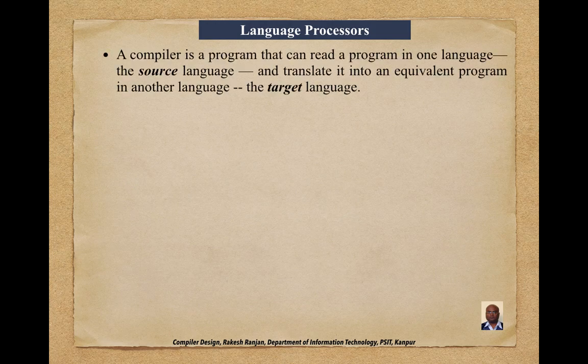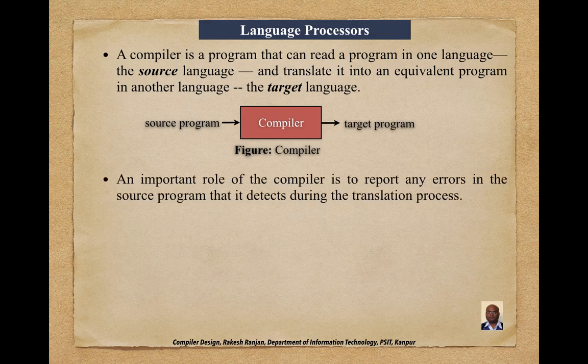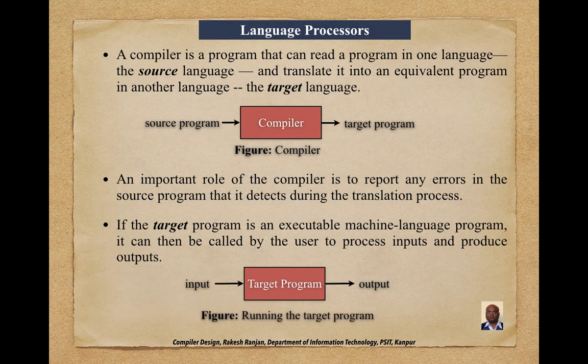A compiler is a program that can read a program in one language, the source language, and translate it into an equivalent program in another language, known as the target language. The compiler receives the source program as an input and produces the target program as an output. An important role of the compiler is to report any kind of error in the source program that it detects during the translation process. If the target program is an executable machine language program, it can be called by the user to process inputs and produce the outputs.